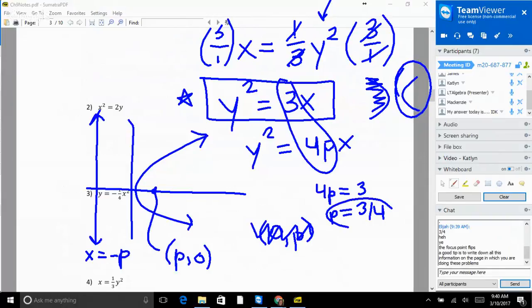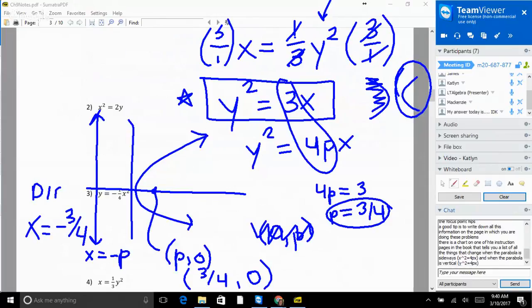Okay, so we know p equals 3/4, so that means my focus point is going to be at 3/4, 0. And my directrix is going to be at x equals negative 3/4. I should label these directrix, focus. And this is going to be my axis of symmetry.